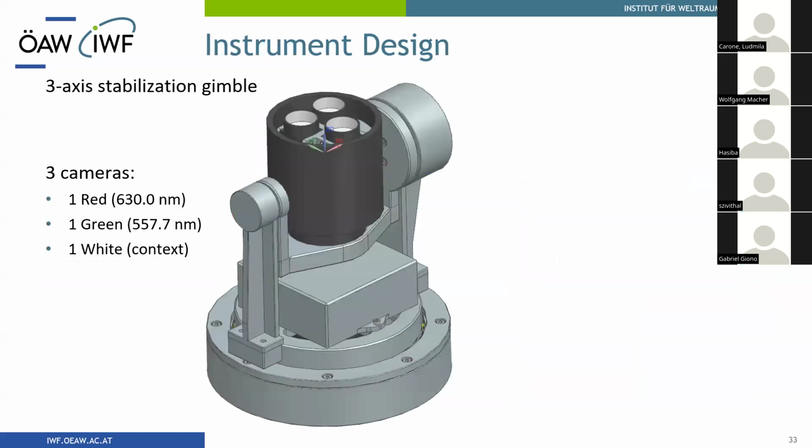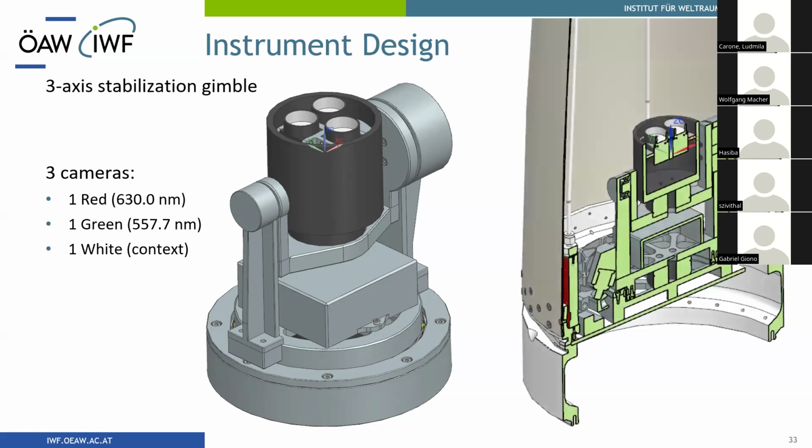So this is how it looks. Essentially, it's a 3-axis stabilization gimbal for the cameras. So we have 3 cameras: one with a red filter, one with green, and one probably with no filter, just a wider field of view to see the context. It looks like this in the rocket. So it's on the top of the rocket in the nose cone, so we have most of the field of view. And the purpose of the gimbal is to keep the camera stable at least for the time of the exposure.